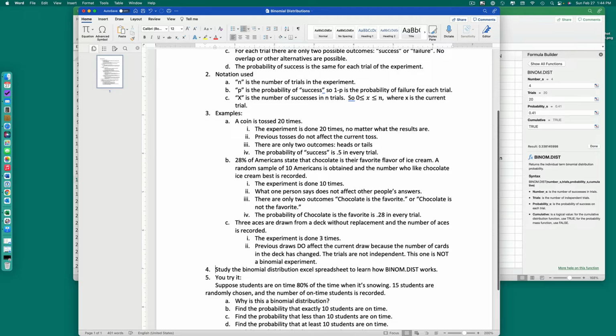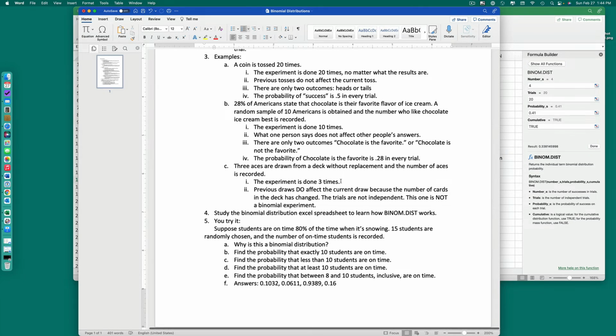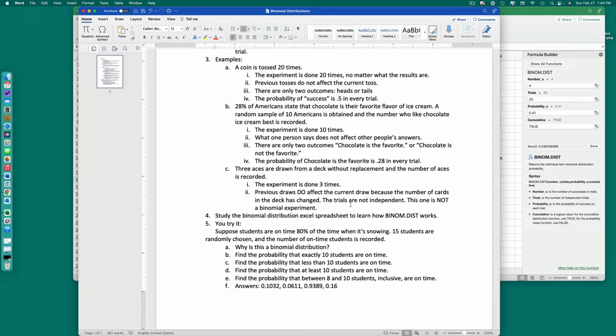The third one, 3 aces are drawn from a deck without replacement, and the number of aces is recorded. The experiment is done 3 times, so that's good. That's a fixed number. But in this case, the previous draws do affect the current draw because the number of cards in the deck has changed. So the trials are not independent, and we cannot use the binomial math on this one. Why? We start out with 52 cards. The first draw is done. That card is not replaced. So the second one is out of 51 cards. So they're not the same. The probabilities have changed. And those previous draws do affect the next draw. So it doesn't work for binomial.